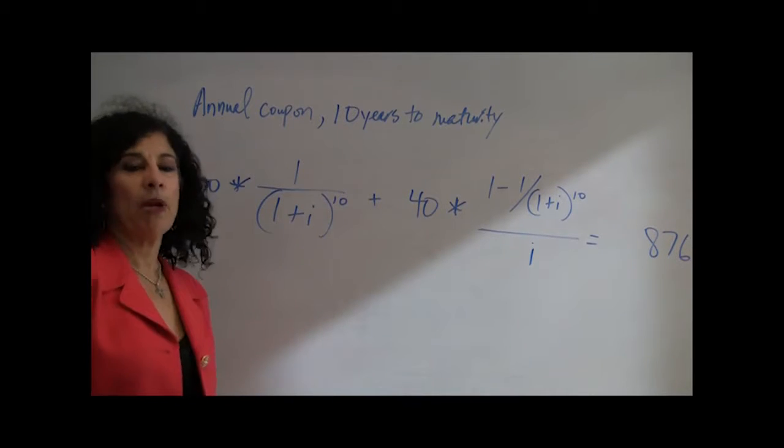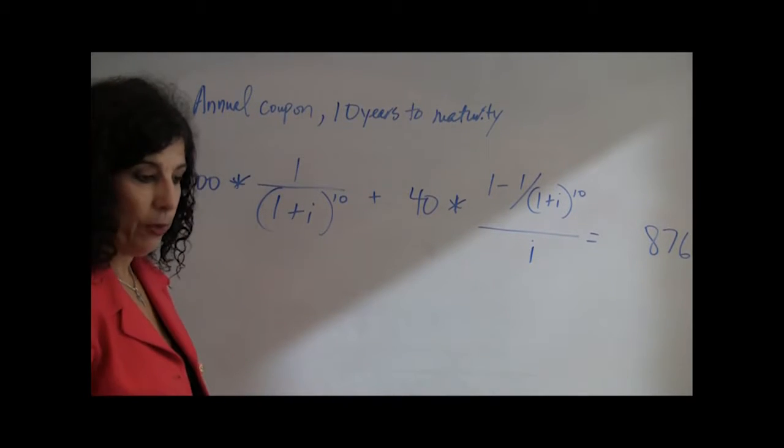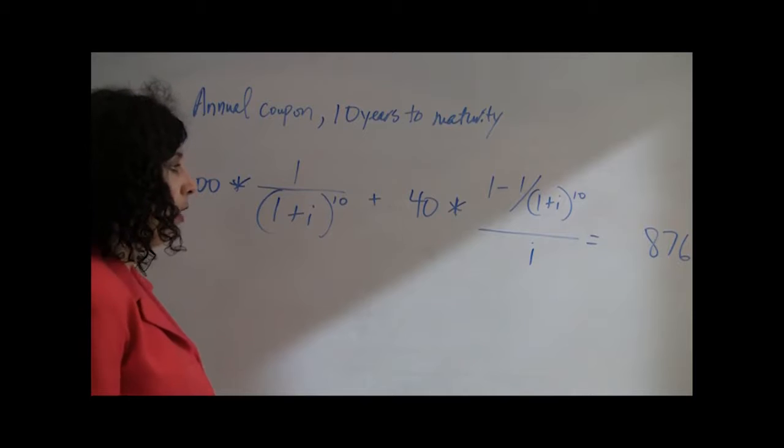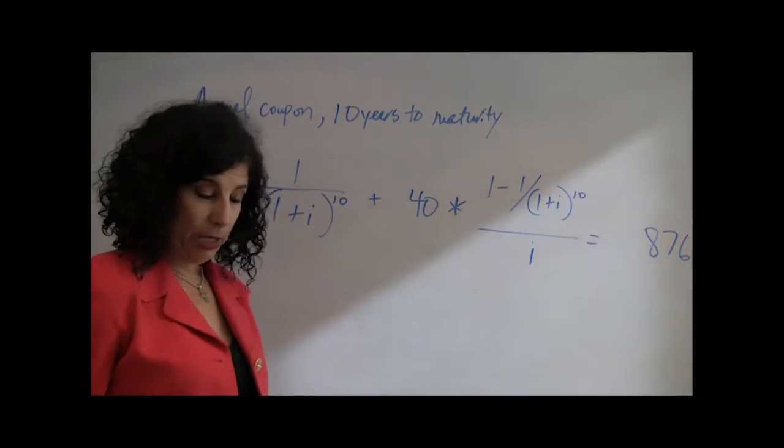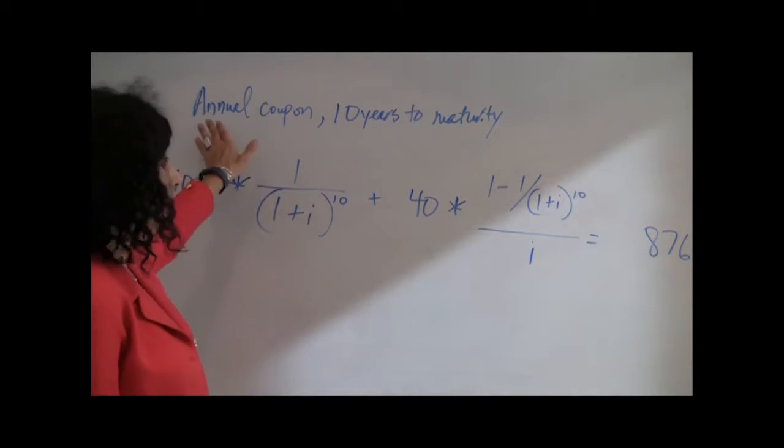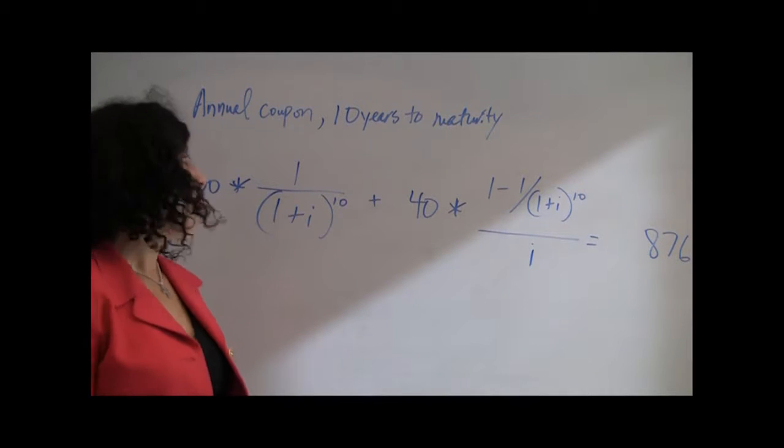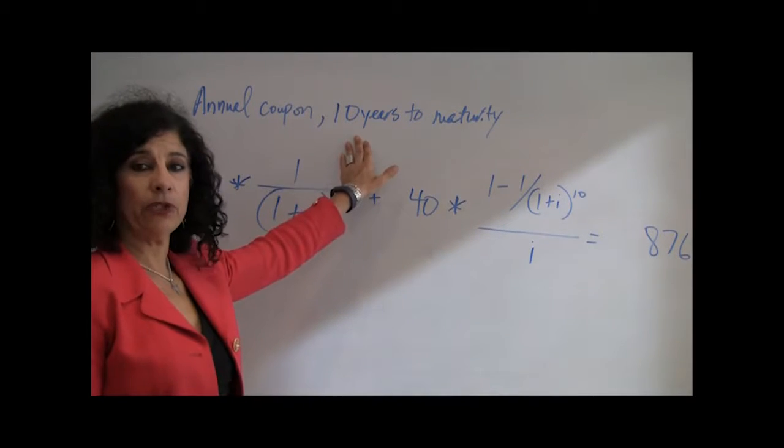Okay, for this next problem, I wrote a little too wide, so I'm going to actually erase my value here at the end and move it below. But let me go ahead and walk you through the setup on this particular one. Let's say this is an annual bond, so it pays a coupon once a year. And let's say it's got 10 years to maturity.